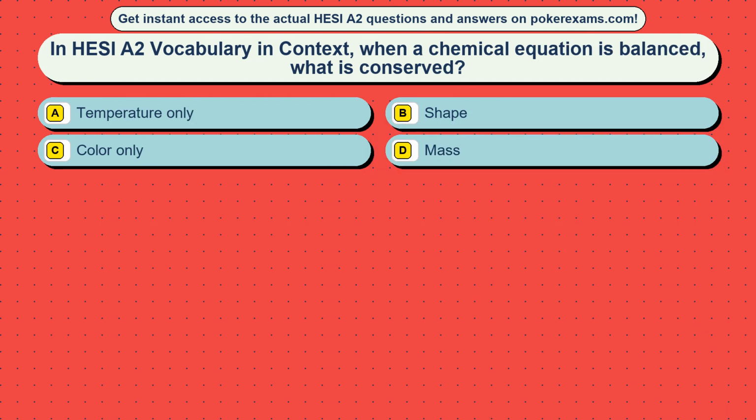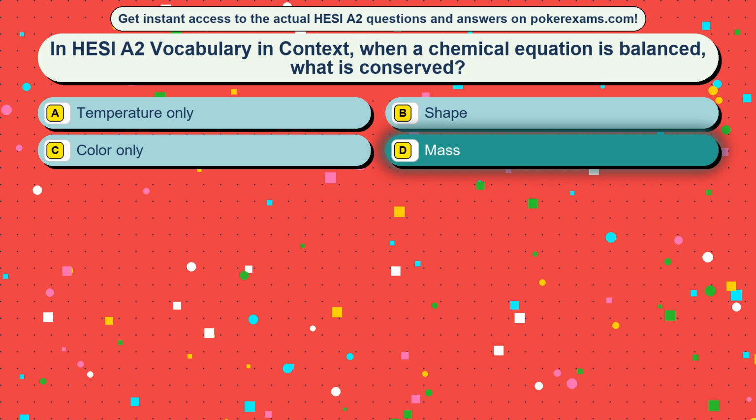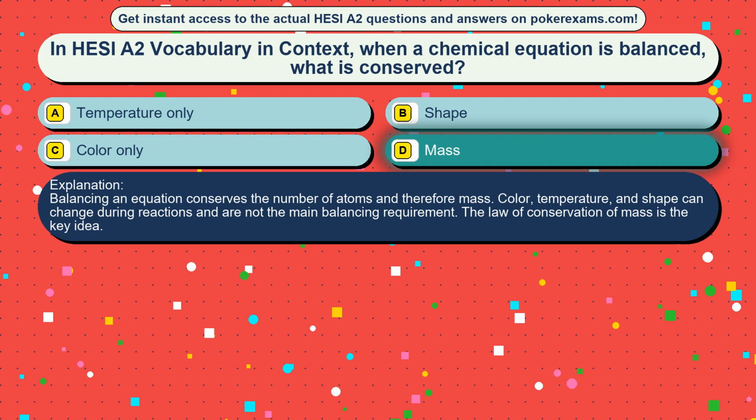Question 3. In HESI A2 Vocabulary in context, when a chemical equation is balanced, what is conserved? Option A, temperature only. Option B, shape. Option C, color only. Option D, mass. The correct answer is option D, mass. Balancing an equation conserves the number of atoms and therefore mass. Color, temperature, and shape can change during reactions and are not the main balancing requirement. The law of conservation of mass is the key idea.